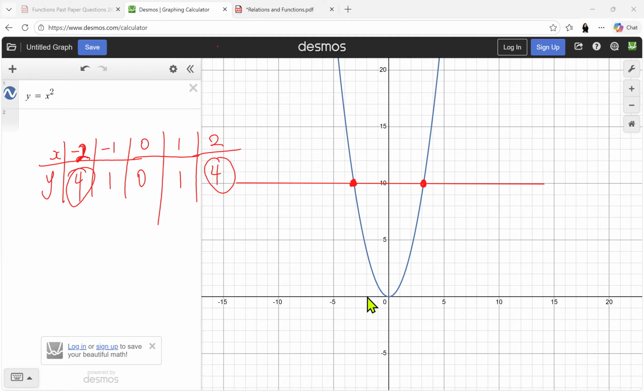Look, when x is -2, y is +4, right? And then when x is +2, y is +4, all right? So this function is a many-to-one function.